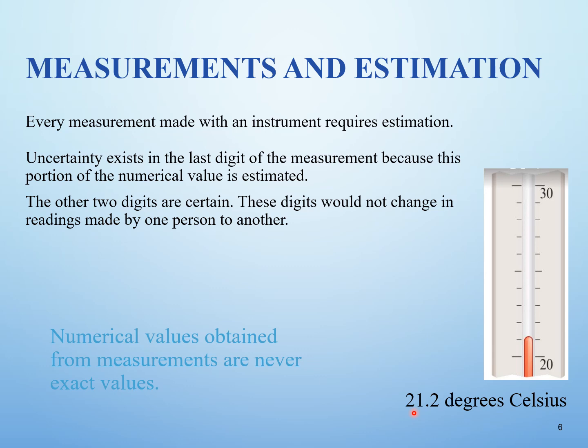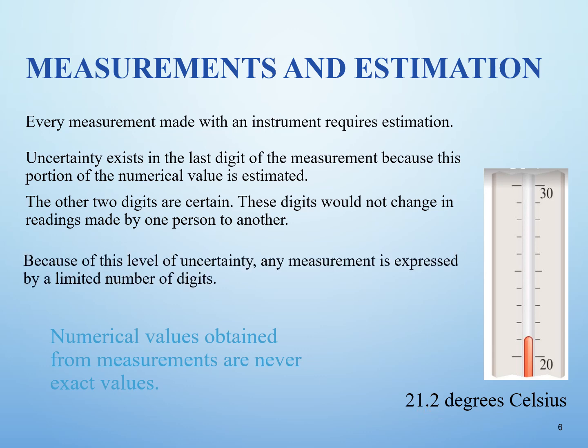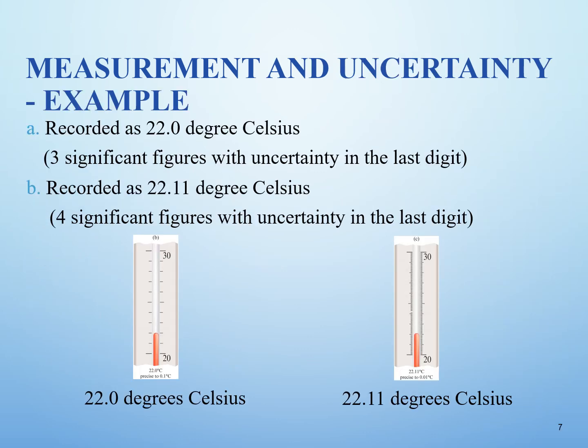Because we have different instruments in lab, some measurements are going to be bigger in uncertainty than others. Some of them have more decimal places that are certain. Like in this case, we only have 2 that are certain, and this one is not certain. So let's take a look. And these certain numbers, whatever they are, we actually call them significant figures.